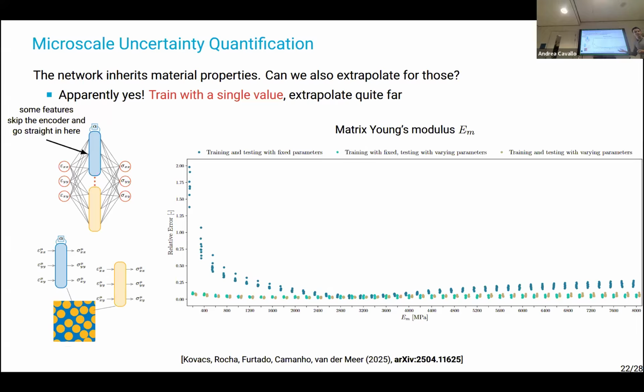The intuitive approach would be to say, okay, I need to train the network for different values of these properties. If you do that, you get these brownish points here. So the error is low for every value, which is nice. But we actually discovered that if you don't train it with different values, if you train it with only one and you just change the value in there, it still works. So these are the green points. So we can transfer to different material properties for free. We train with one value and we can extrapolate quite widely for many values.